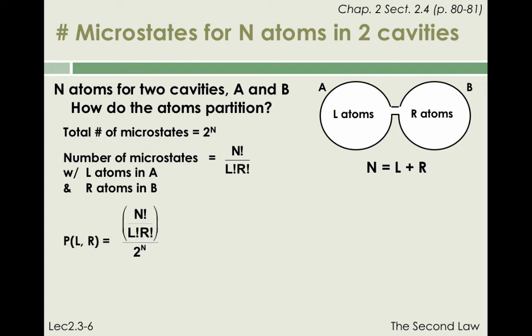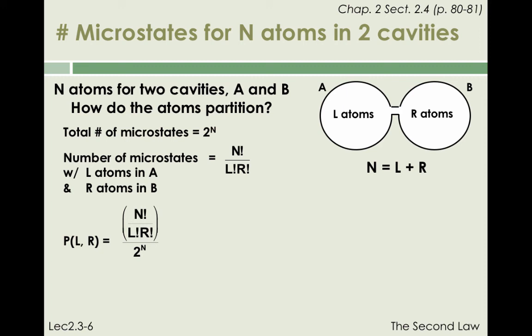So, the probability that a microstate has L particles in the left container and n minus L particles in the right container is the ratio of factorial n divided by the product of factorial n minus L and factorial L to 2 to the power n. This number can also be viewed as the fraction of the microstates that have L particles in the left container and R, which is n minus L particles, in the right container.